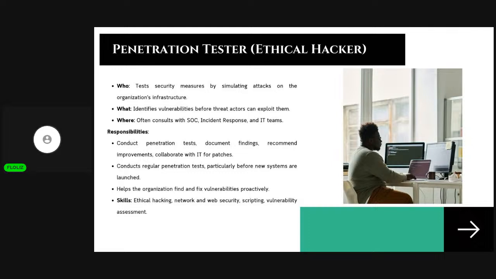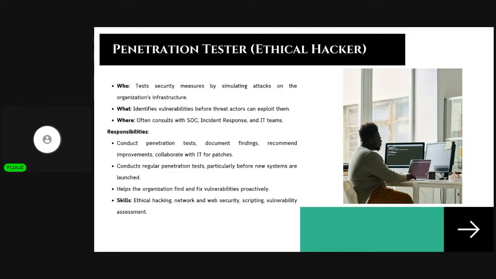Then we'll go to penetration tester. Very, very important also. In Nigeria, many people are beginning to value ethical hackers because what they do is, before the bad guys come, they've told you what you should fix. So they detect bugs and advise you to fix them before people with ulterior motives take advantage of them.